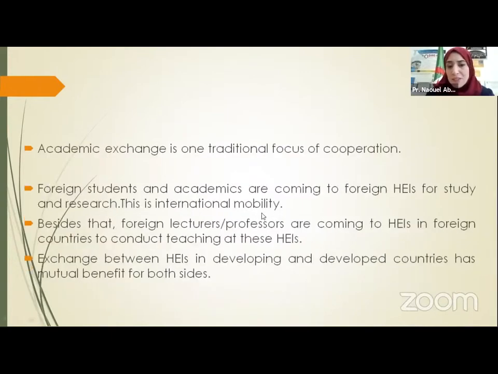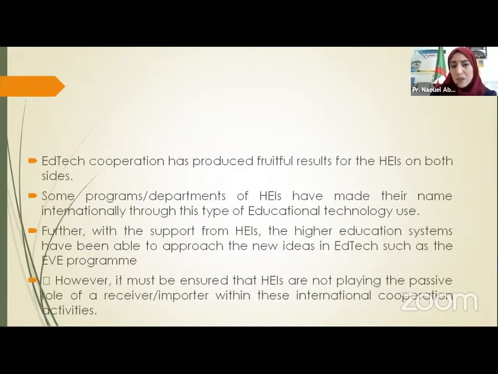Then this academic exchange, among all these exchanges that I am explaining, can be academic. But this academic exchange should shift from the traditional focus of cooperation, where foreign students are coming from one country to another, and where lecturers and professors are conducting teaching classes. But the exchange should also develop in a sense to benefit mutual development of educational technologies and using educational technologies in this sense.